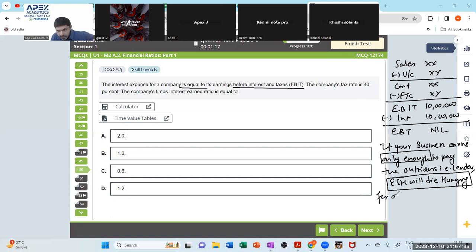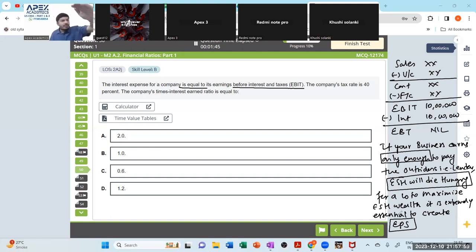For a company to maximize equity shareholder wealth, it is extremely essential to create EPS. Of course, EPS will then be multiplied by your PE to give you MPS.